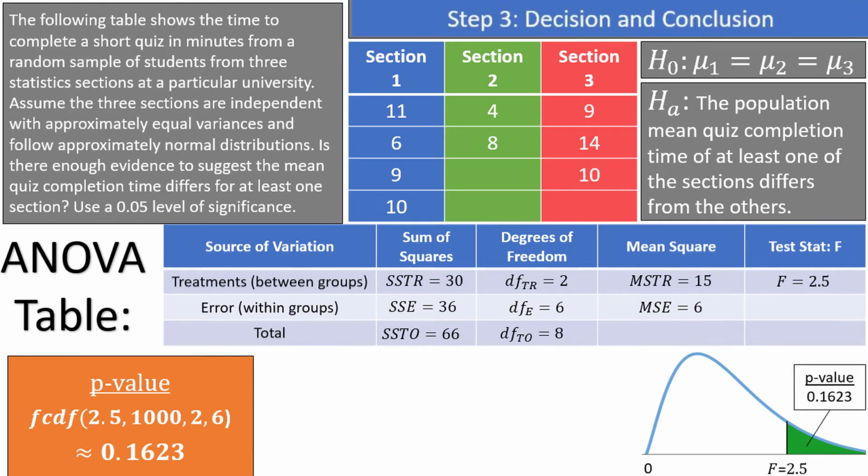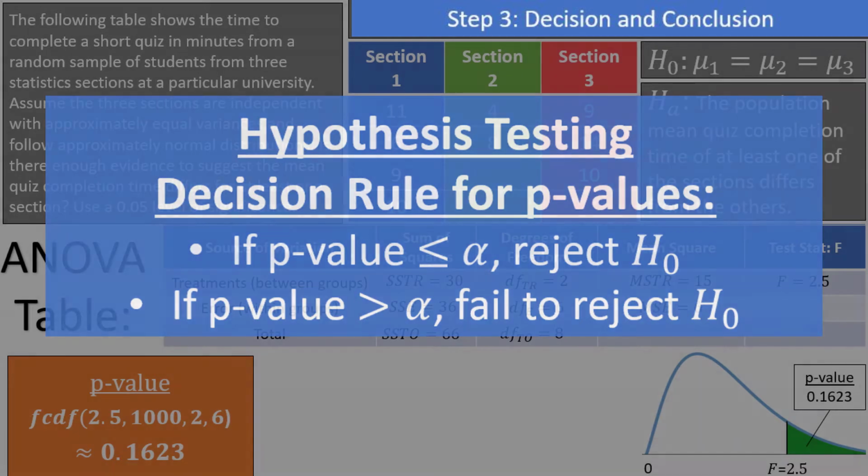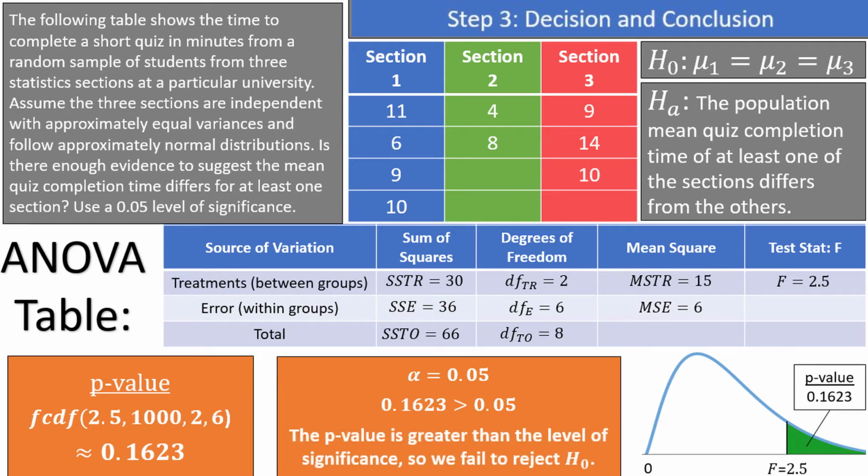Step 3. Decision and conclusion. We use the same decision rule that we always have for any hypothesis test. If the p-value is less than or equal to the level of significance alpha, then we reject the null hypothesis. And if the p-value is greater than the level of significance, we fail to reject the null hypothesis. In our case, the level of significance is 0.05, which we stated way back at the beginning of our problem. And the 0.1623 p-value is greater than the 0.05 level of significance. The p-value is greater than the level of significance, so we fail to reject the null hypothesis.